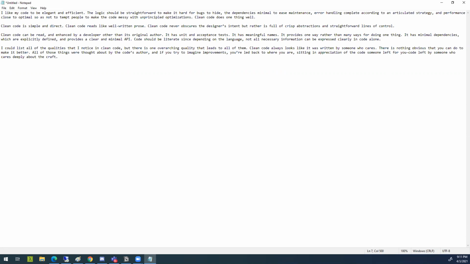So he has mentioned, I could list all the qualities that I notice in clean code, but there is one overarching quality that leads to all of them. Clean code always looks like it was written by someone who cares. There is nothing obvious that you can do to make it better. All of those things were thought about by the code's author. And if you try to imagine improvements, you are led back to where you are, sitting in appreciation of the code someone left for you, code left by someone who cares deeply about the craft.